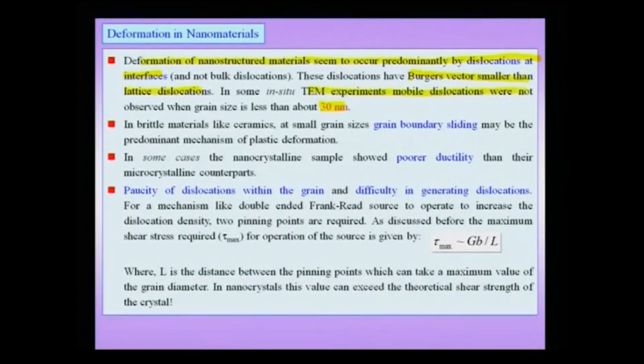And in TEM experiments, they observe that mobile dislocations are actually absent when the grain size is below about 30 nanometers. So, this is an important switch in the mechanism when you go down to very small grain sizes.